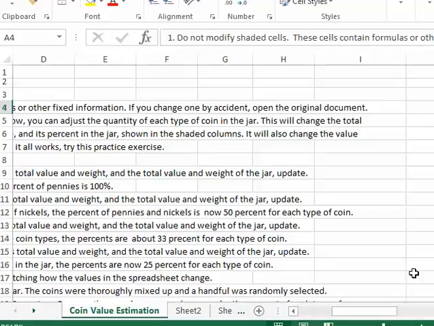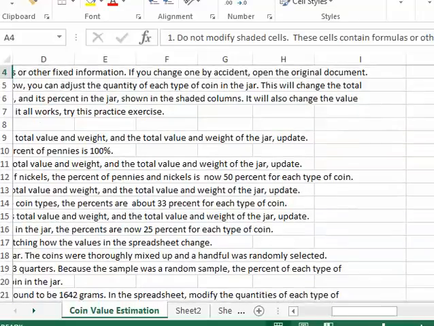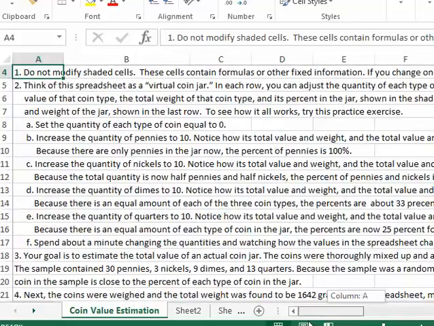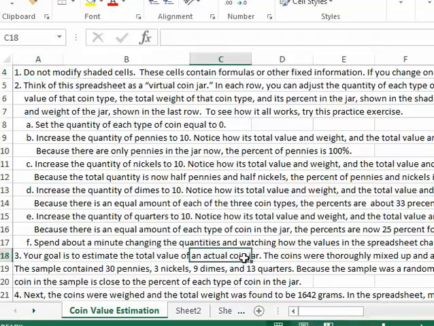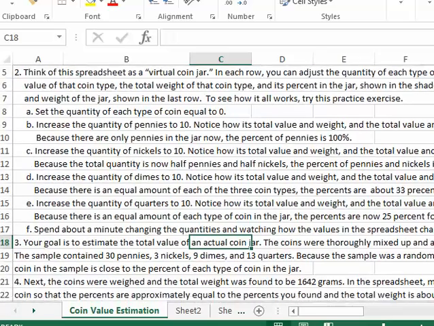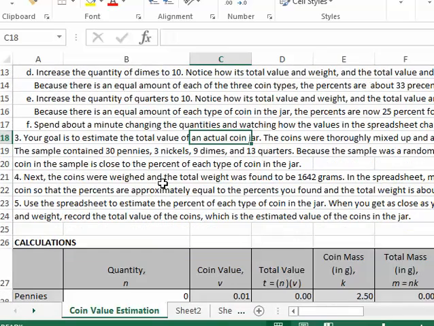I have to do it like this so that I can see what's going on. Okay. 2. Think of the spreadsheet as the virtual coin jar. You can adjust the quantity in each row, and it'll help you. Your goal is to estimate the total value of the actual coins in the jar. Next, the coins are weighed, and the total weight is found to be 1,642 grams. That's your total weight.